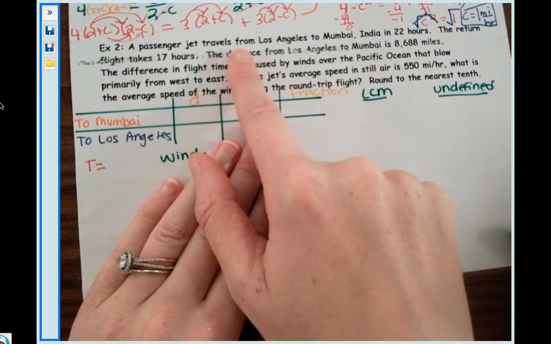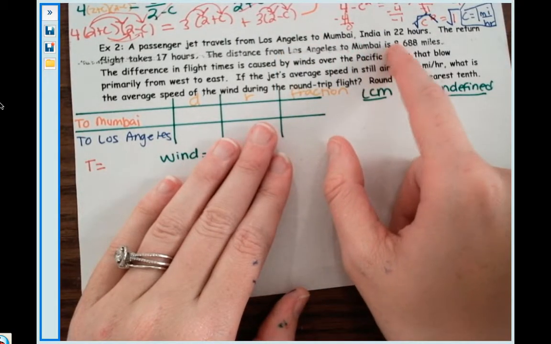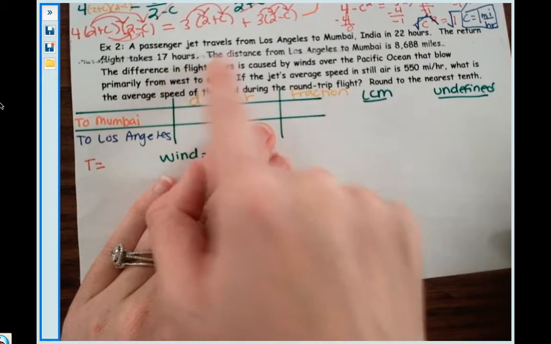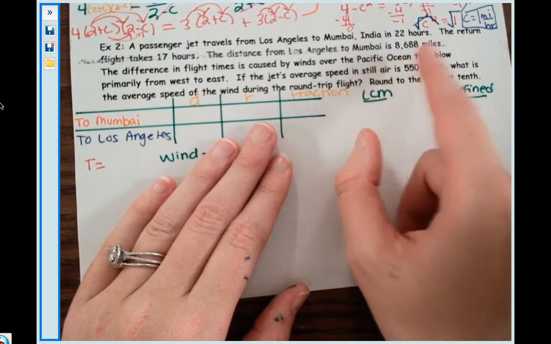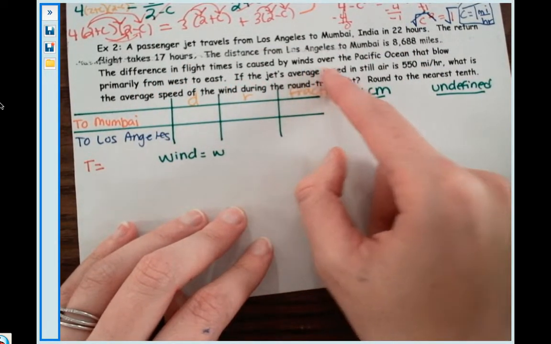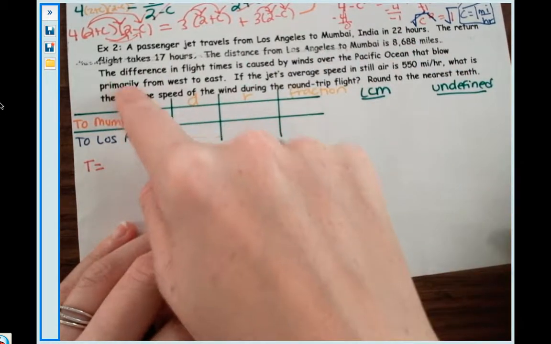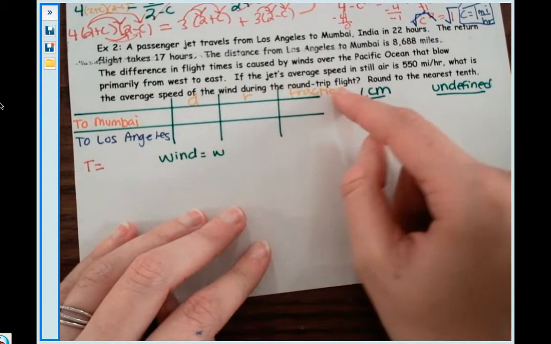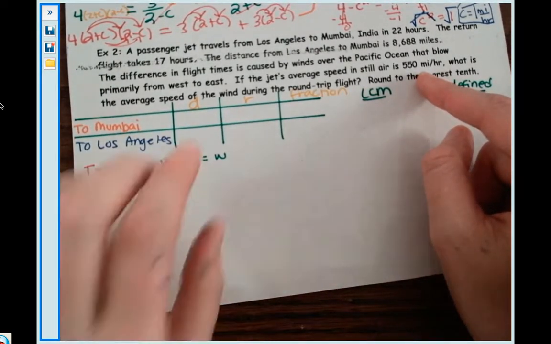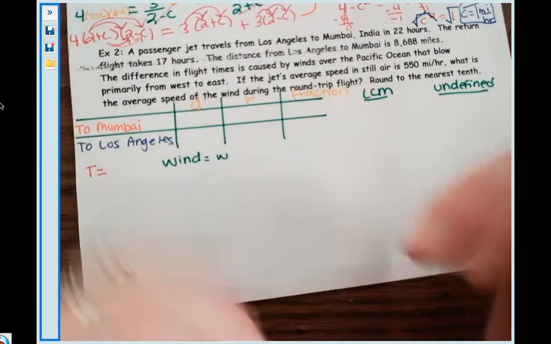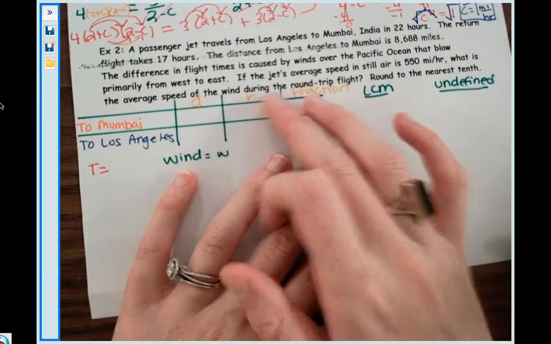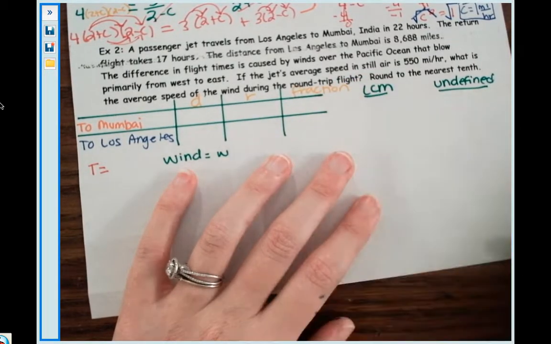So a passenger jet travels from Los Angeles to Mumbai, India in 22 hours. The return flight takes 17 hours. The distance from Los Angeles to Mumbai is 8,688 miles. The difference in flight times is caused by winds over the Pacific Ocean that blow primarily from west to east. If the jet's average speed in still air is 550 miles per hour, okay, so that means without any wind influencing it, that's how fast the jet can go. Okay, what is the average speed of the wind during the round-trip flight? We're going to round that answer to the nearest tenth.